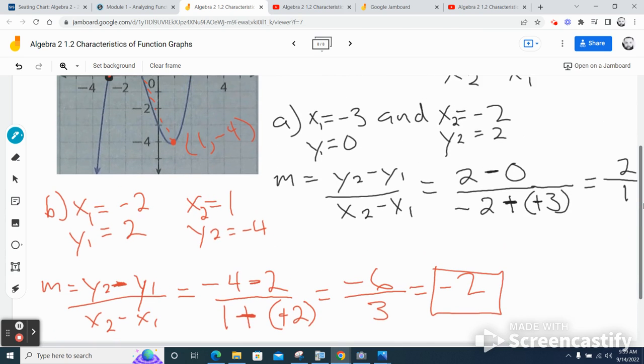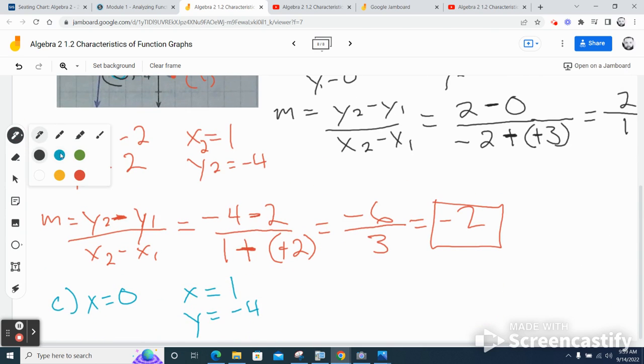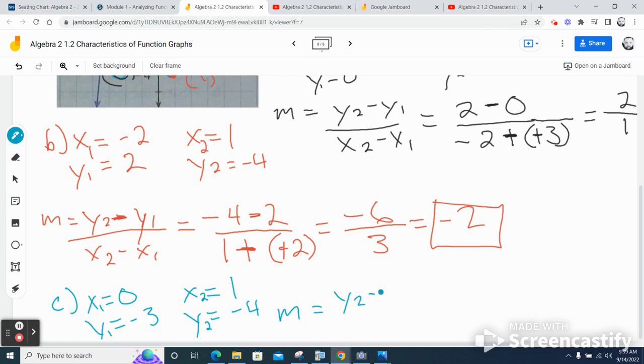When x equals 0, let's see where that is. I got to go back and look at the graph. Right here. This is the point. That's 0, comma, -3, right? So when I get down here, this y value is -3. I'm going to call this x sub 1, y sub 1, x sub 2, y sub 2. My slope is equal to y sub 2 minus y sub 1 all over x sub 2 minus x sub 1.